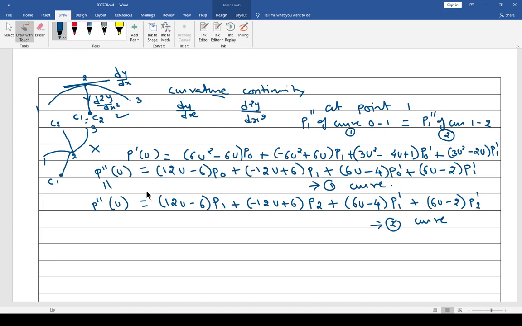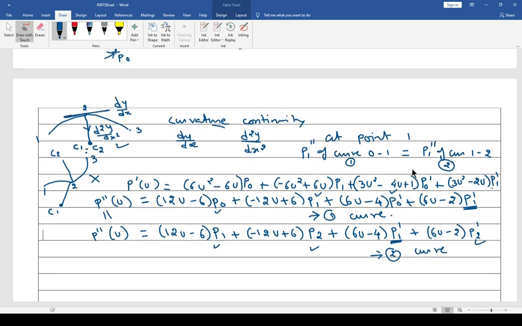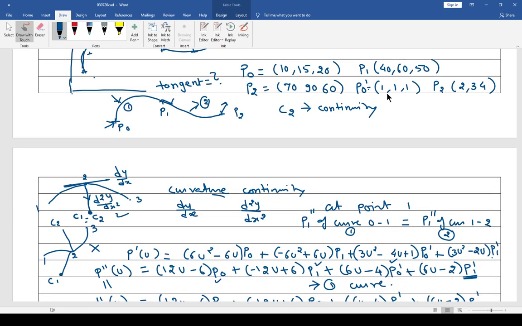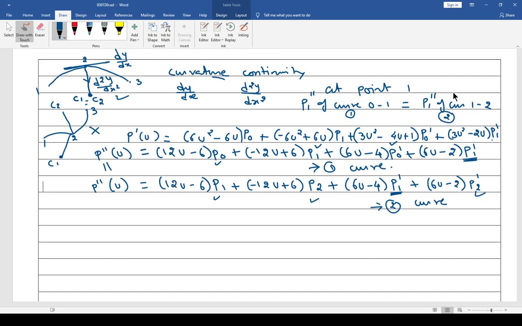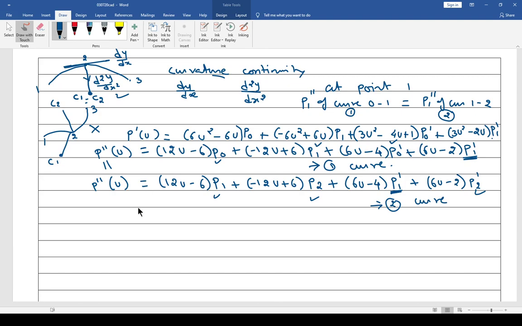Okay, and what is the unknown? I don't know p1 dash. See, p0 I know, p1 I know, p0 dash I know. This is what is unknown to me. And here in this case, this is also unknown to me. This is known, this is known, this is known. Okay, and this is also known. That is given to us. You could see all the coordinates and tangent slope at first and last point are given to us. So only the tangent slope at the middle location I am not aware of.